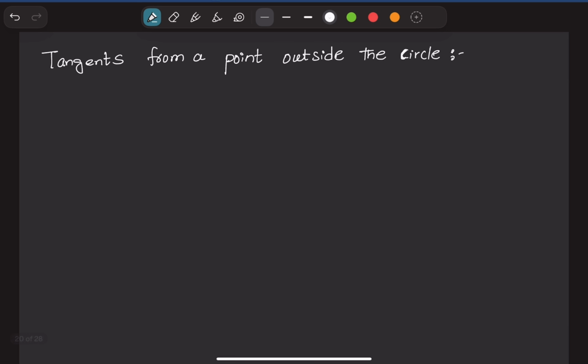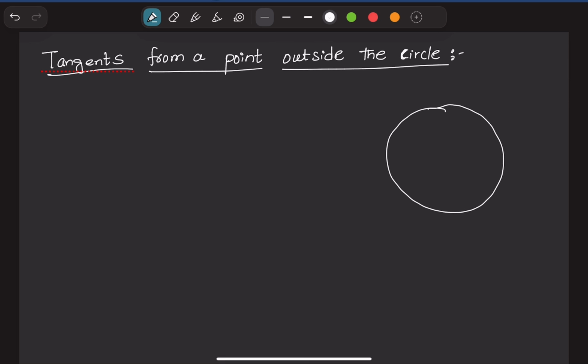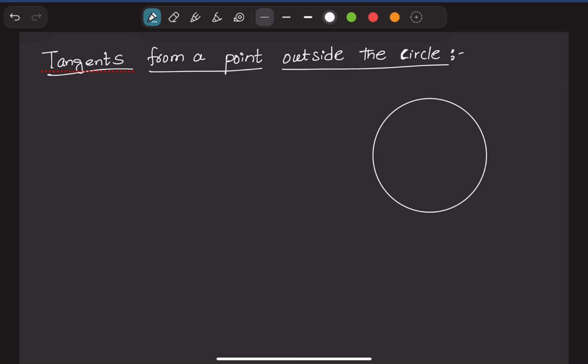So next concept is tangents from a point outside the circle. So you have a circle like this, and you are drawing two tangents to this circle from an external point. The first tangent is T1, the second tangent is T2, and let's say the external point is P(x1, y1). Now you have to find out the equations of T1 and T2. So this is the problem statement. How do you do that?